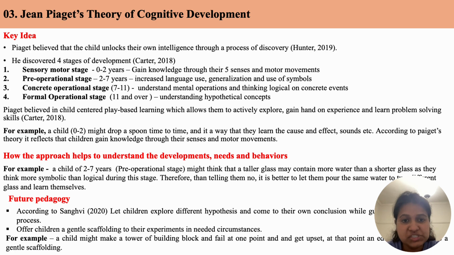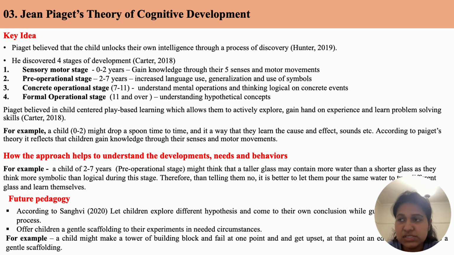And then I'm going to talk about Jean Piaget's theory of cognitive development. Piaget believed that a child unlocks their own intelligence through a process of 4 stages, as mentioned by Carter in 2018. One is the sensory motor stage, 0 to 2 years, where children gain knowledge through their 5 senses and motor movements. Then the pre-operational stage, 2 to 7 years, where children use more language and gain knowledge through symbols. These 2 stages are the most important in early childhood education. And then third is the concrete operational stage, which is 7 to 11 years, and the formal operational stage, which is 11 years and over.